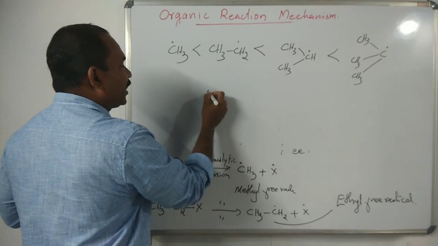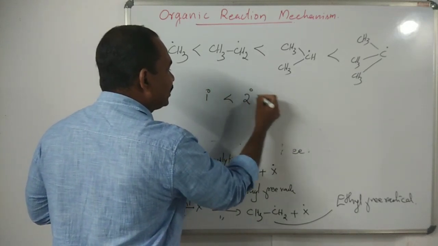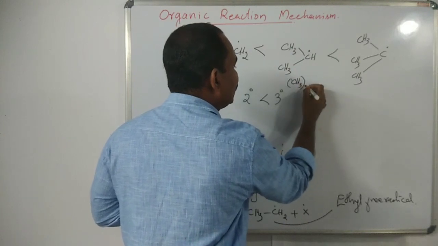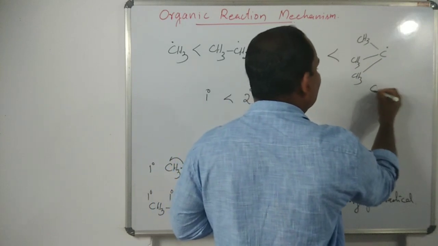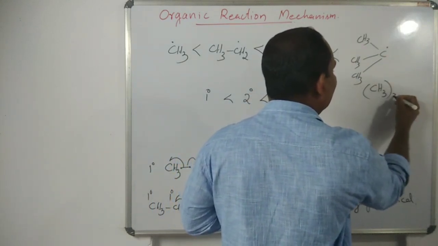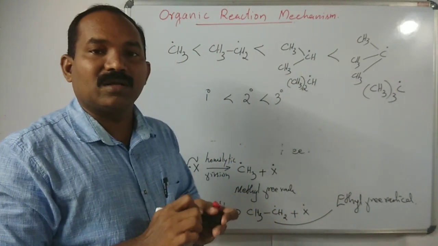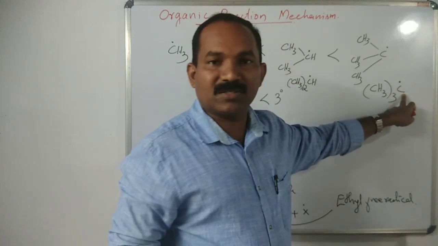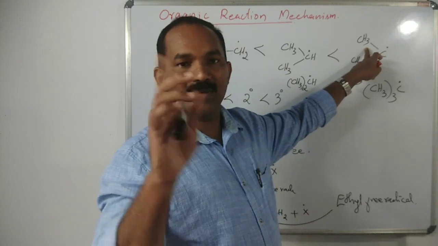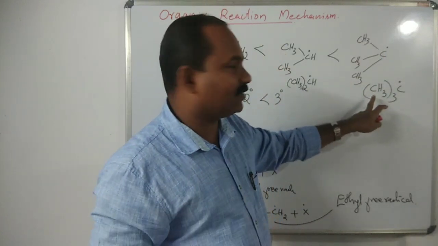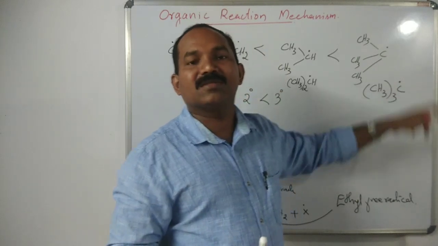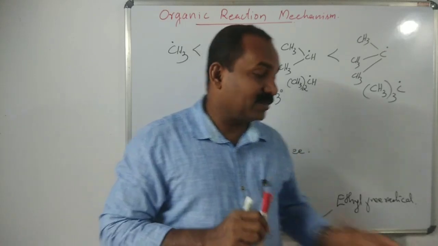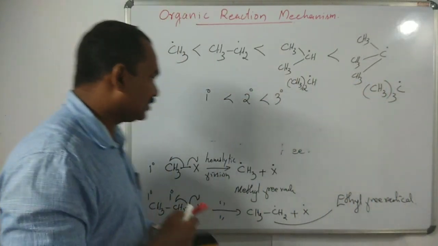Generally we can write that primary free radical is less stable than secondary, which is less stable than tertiary. Remember that the isopropyl free radical is represented by (CH3)2CH free radical, and the tertiary butyl free radical is represented by (CH3)3C free radical. That means three CH3 groups are attached to the same carbon atom. This is the condensed formula. The stability is due to inductive effect and hyperconjugation. We will discuss these two effects later.